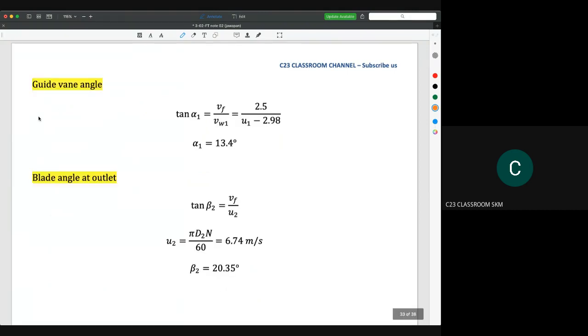So we go for the next question, which is the guide vane angle. Here I think you already know. Let's say we have a blade here. The guide vane is actually a fixed vane attached before the inlet. It is used to make sure that the inlet velocity will flow at a specific angle. So this angle is actually the angle of the absolute velocity.